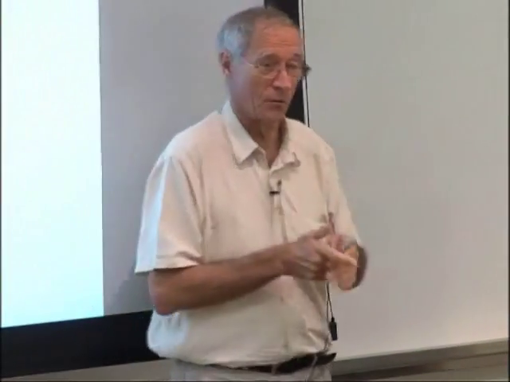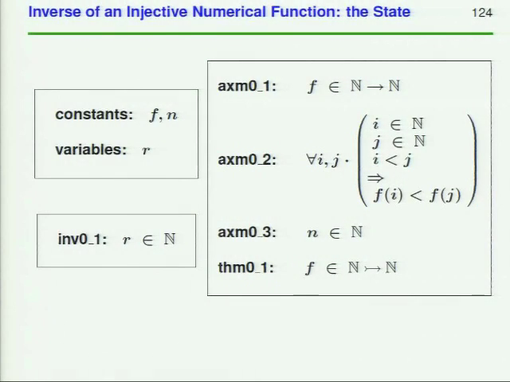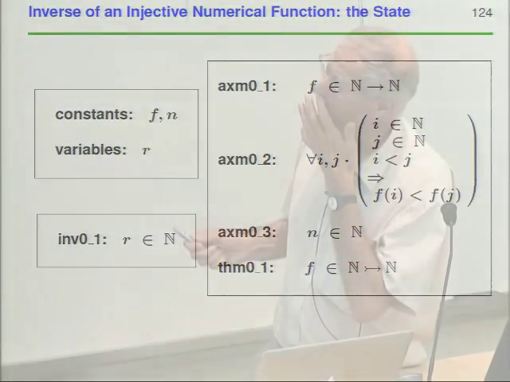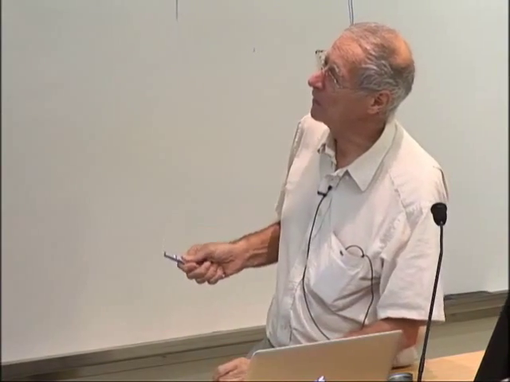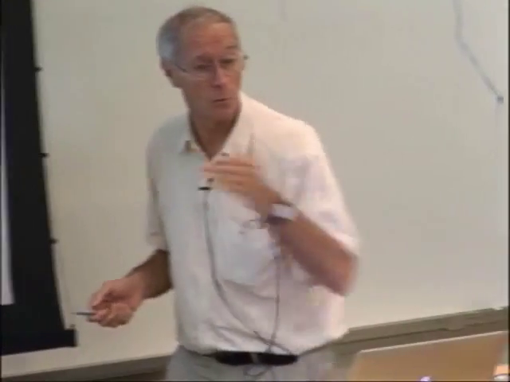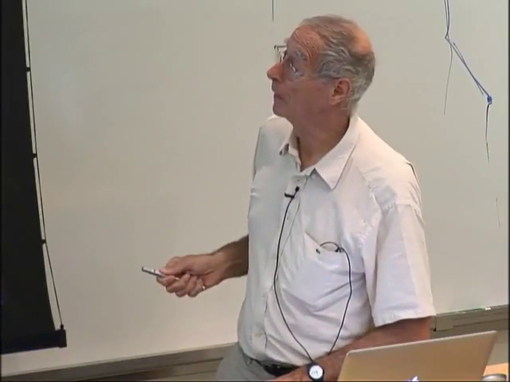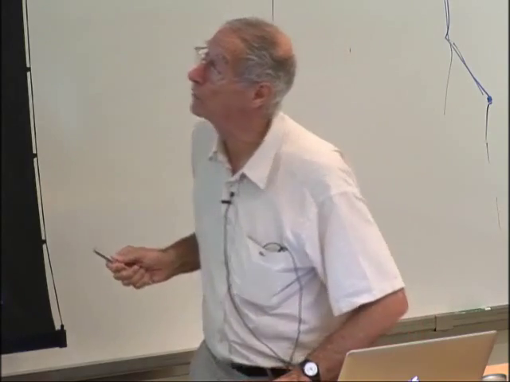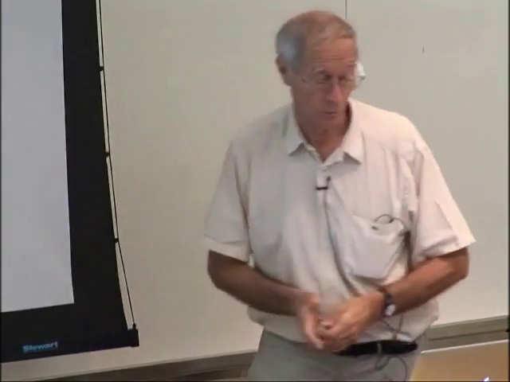Okay, so let's put all this together. So this is the definition of f. It's a total function from N to N. It is strictly increasing. Because it is strictly increasing and a total function, it can be proved as a theorem that it is injective, it's one-to-one. And then we have n, which is the value we want to get.